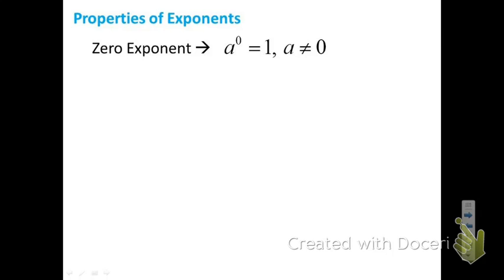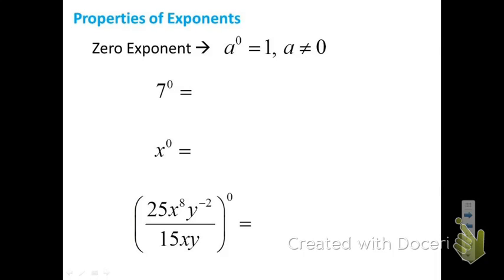Okay, your 0 exponent states that anything a to the 0 will give you 1, as long as a is not 0. So here's an example. We have 7 to the 0, that's 1, and we've talked about a lot of these when we talked about exponential equations and exponential graphs. Here we have x to the 0, that's 1, and this big old complicated thing to the 0 is just 1.